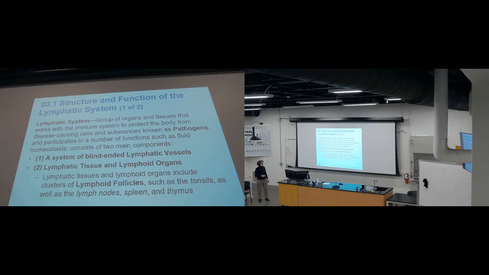Now, we also have lymphatic tissue. So we have two different types of major structures within this lymphatic system. Actually, we have three things: organs, tissues, and then lymph.